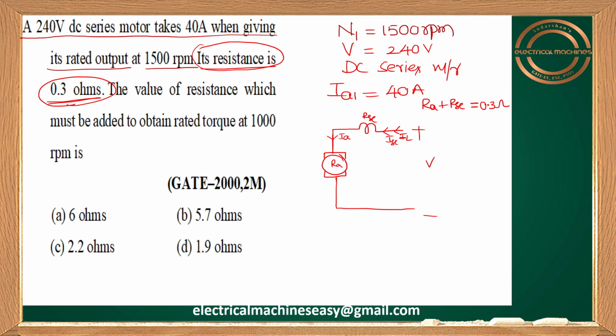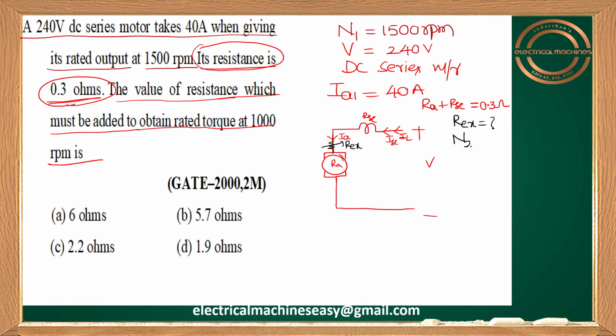Now, what is being asked? The value of extra resistance which must be added to obtain rated torque at 1000 rpm. It's a series motor, so where can we add this extra resistance? Obviously in series with the armature only. Let me call the armature extra resistance Rex. He's asking how much extra resistance I have to connect here to obtain rated torque at 1000 rpm.